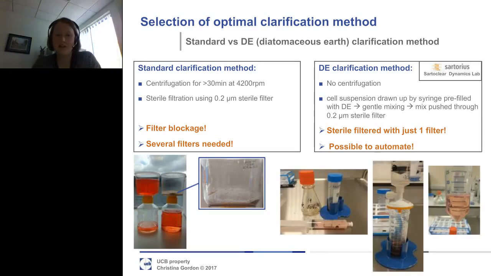I also added some pictures of a smaller scale approach using DE. Here you have your pre-filled syringe with DE. You draw up your cell suspension from your culture vessel, mix the syringe slightly, and then add your sterile filter to the top of the syringe and push it through, and you receive your clarified supernatant. For these reasons, we felt the DE clarification method is definitely more suitable for a high throughput automation approach.